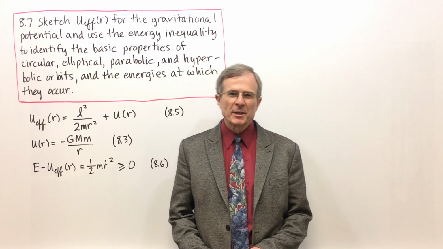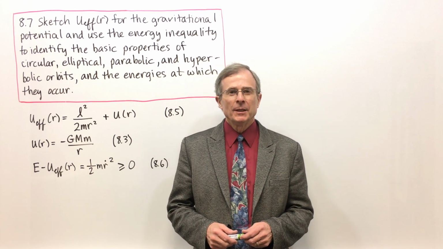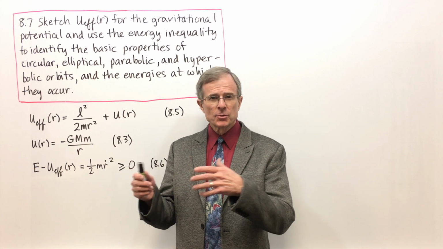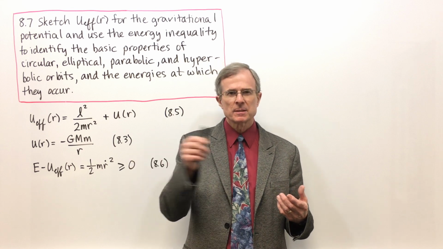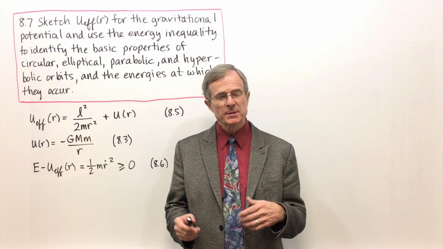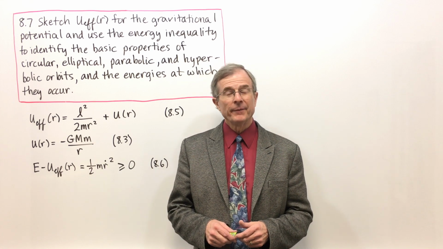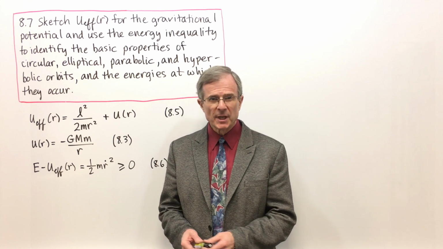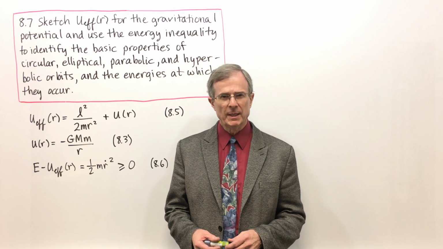We've finally built up enough machinery to be able to actually study orbits using the gravitational potential. We are interested in what the shapes of orbits are that planets can orbit the sun with. There's a circle, there's an ellipse, and as we'll see, there's also the parabola and the hyperbola. And we'll get that out of the effective potential that we've derived and the energy inequality that we need.